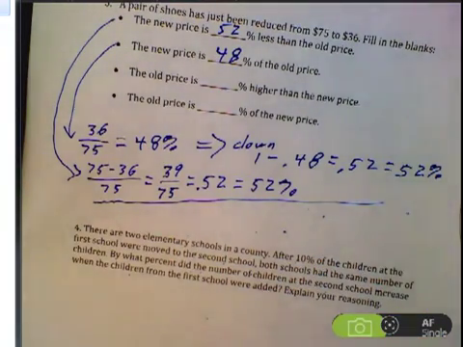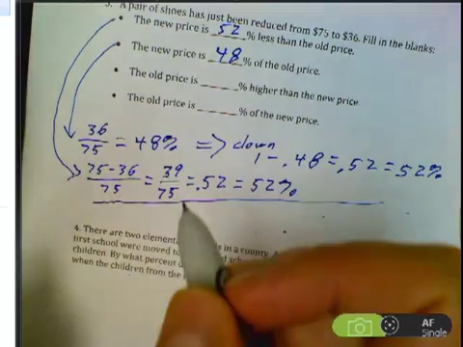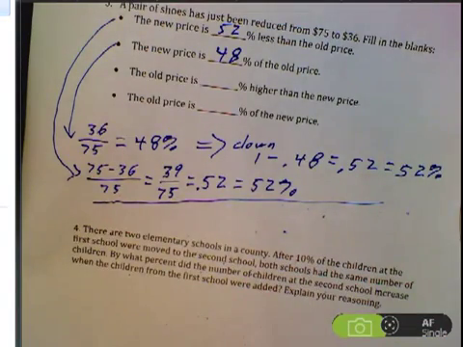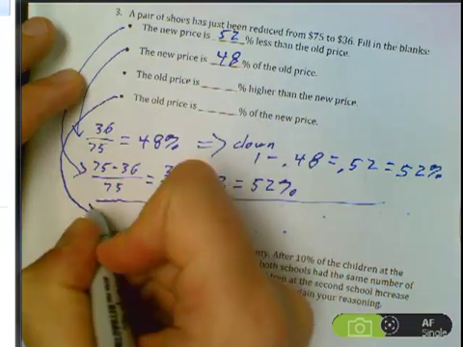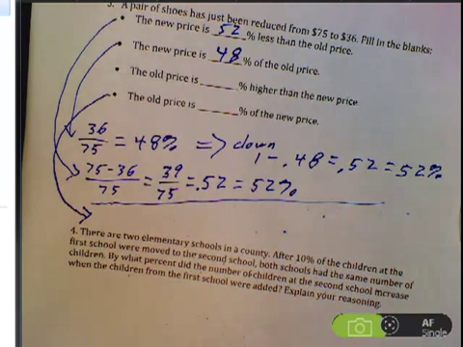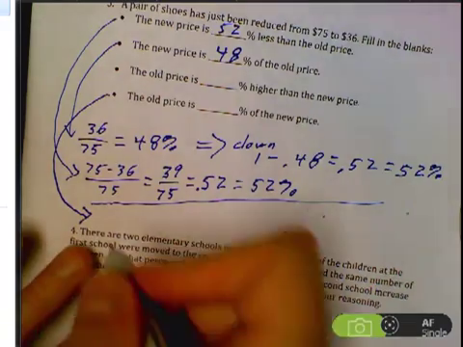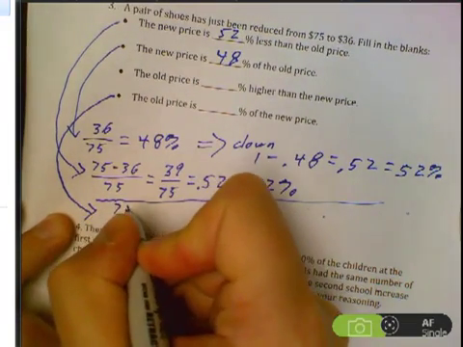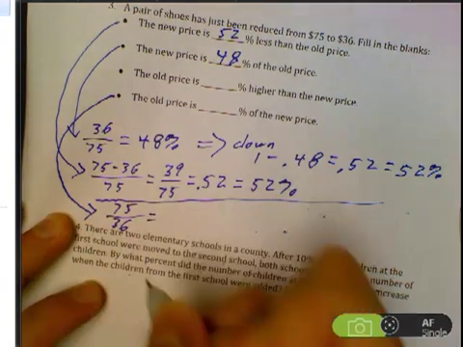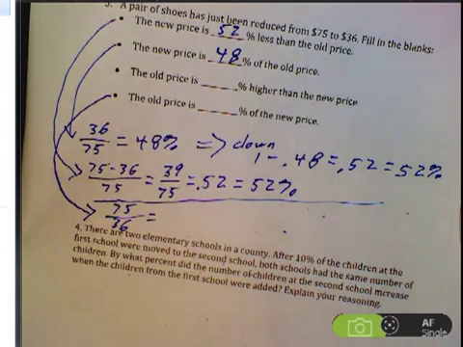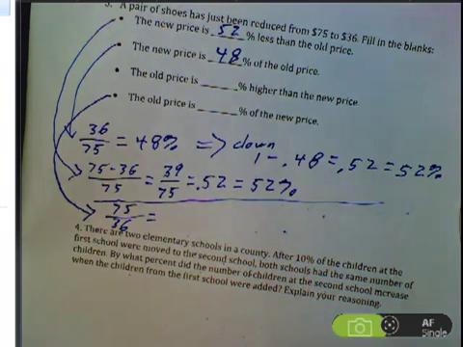Okay. So again, let's figure out the fourth one. The old price is what percent of the new price. So I'm going to make a little arrow. Hopefully this isn't too confusing. That's a little easier to find. The old price is what percent of the new price. So all we need to do is take the old price, 75, over the new price, and that gives us 208.